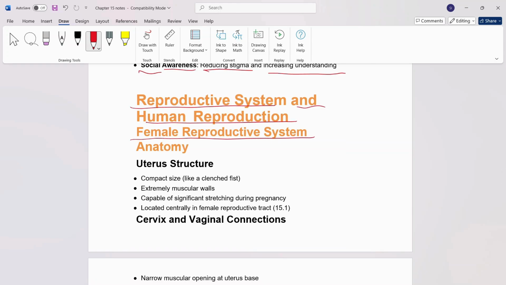Alright, now let's talk about reproductive systems and human reproduction. Here first we talk about the female reproductive system and its anatomy. Uterus structure: compact size like a clenched fist, extremely muscular walls, capable of significant stretching during pregnancy, located centrally in the female reproductive tract.